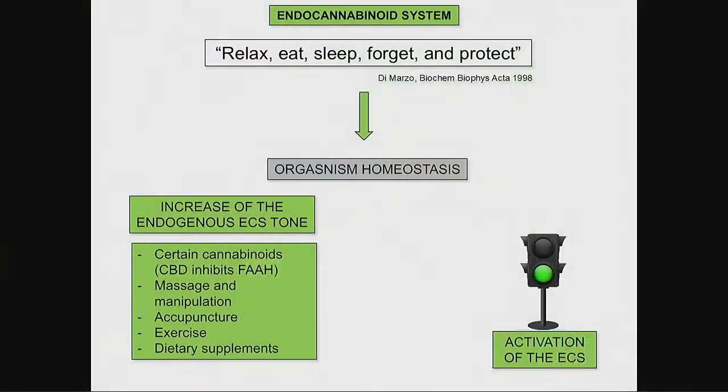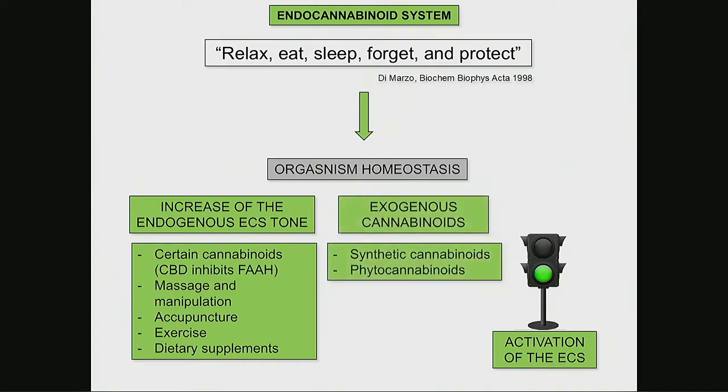Also, we can increase our endocannabinoids by massage and osteopathic manipulation, by acupuncture, by doing exercise, by using dietary supplements. For example, black pepper is a CB2 agonist. It is something that activates our CB2 receptors. But what we are going to focus on during these 2 days is another strategy to increase our endocannabinoid system activity, and that is the use of exogenous cannabinoids.